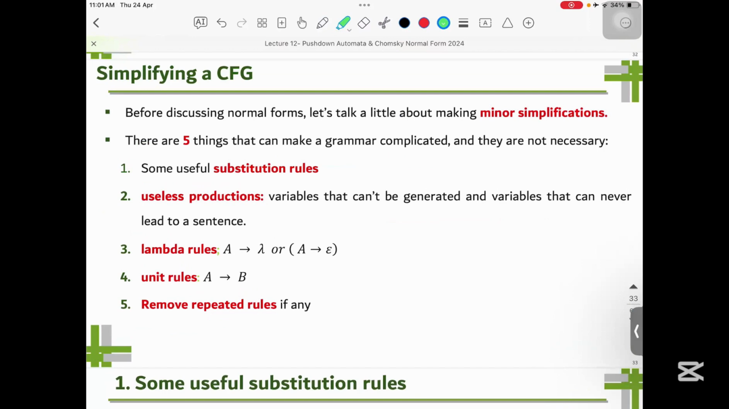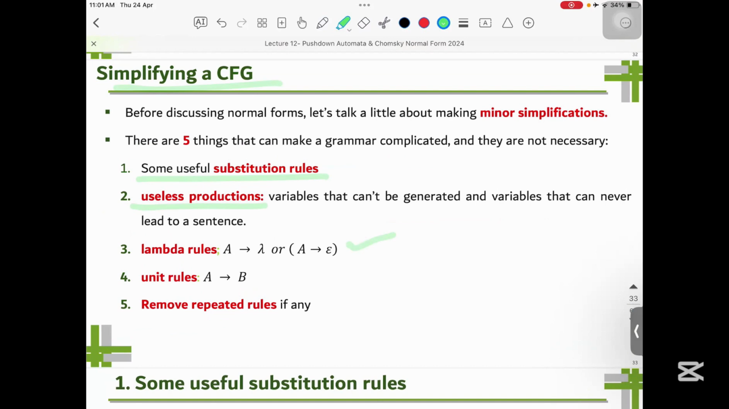First of all, let's simplify the context-free grammar by using some rules. For example, you need to do some useful substitution. If there are some useless production rules, remove those rules. Remove the lambda rules, but keep in mind that the lambda rule for the starting symbol will remain the same.